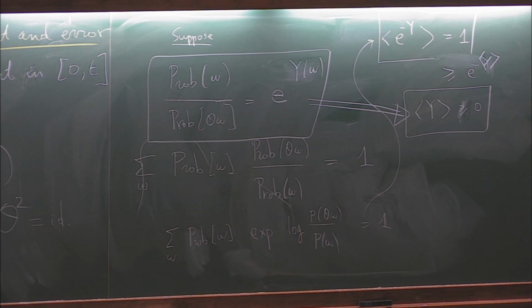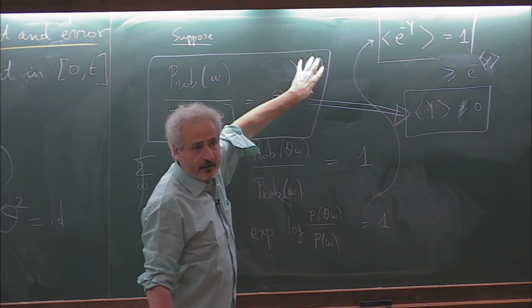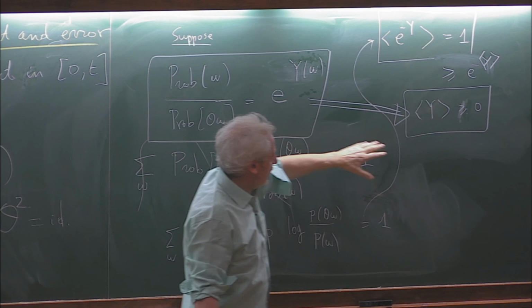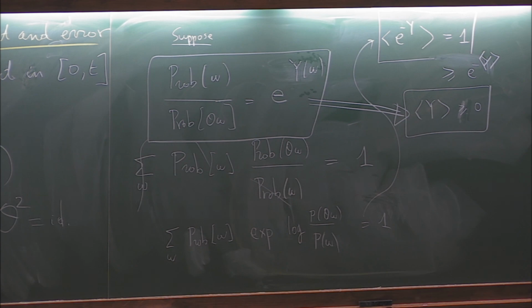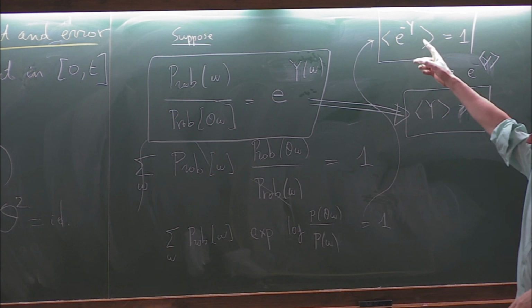I only use local detail balance, and that will allow me a physical characterization of this y. And that physical characterization, whatever it is, and it must be related to entropy production or current, gives me a general relation, which is positivity. In fact, it is a strict inequality, because we also know from Jensen that whenever this y has fluctuations, this must be, in fact, strictly true.